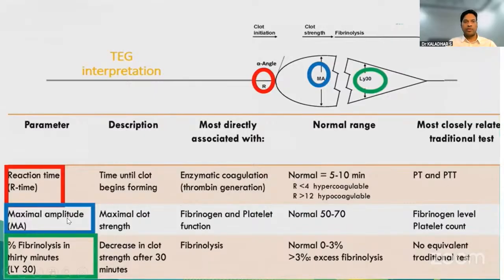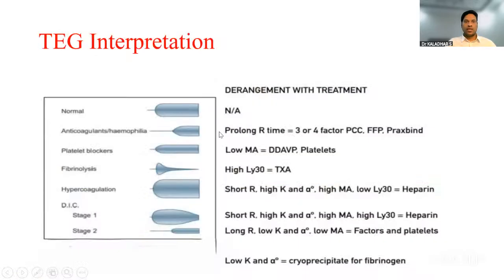The maximal amplitude is the maximal clot strength being looked at, and it depicts fibrinogen and platelet function. The normal is 50 to 70, and if it is low, we tend to give platelets. Lysis 30 is the decrease in clot strength after 30 minutes. So this indicates whether fibrinolysis is actively happening. If it is more than 3%, that means excess fibrinolysis is happening, where we generally resort to an antifibrinolytic like tranexamic acid. So these are the different derangements we generally come across.